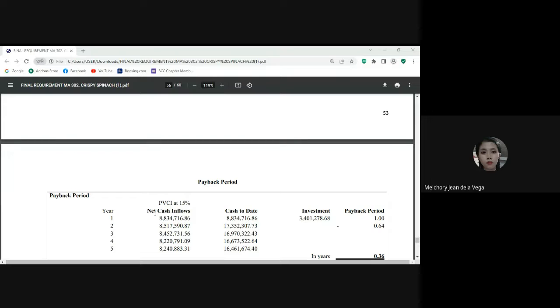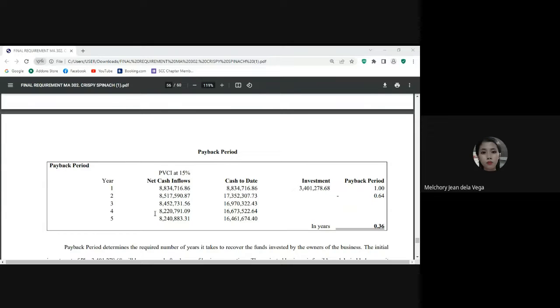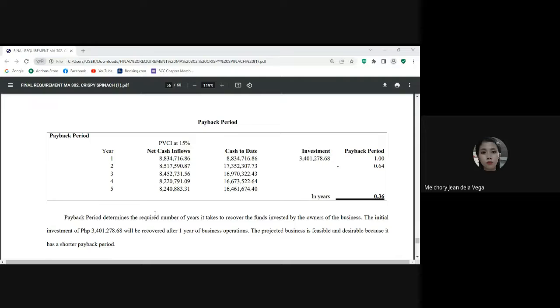Hello, everyone. For the continuation, we will now move to the payback period. The payback period, stated for the investment of our three, has a computation of 0.36 in years, meaning the investment of our money will come back after 1 year. The explanation is that the payback period determines the required number of years it takes to recover the funds invested by the owners of this business.